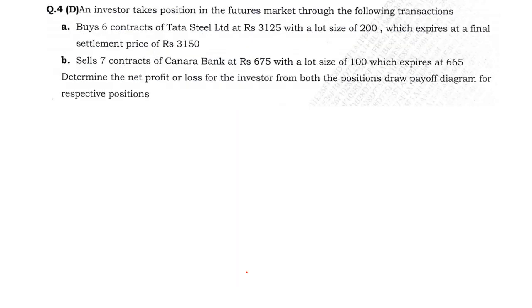Okay, one last sum. An investor takes position in future market through the following transaction. Number 1, he buys 6 contracts of Tata Steel at rupees 3125 with a lot size of 200, which expires at the final settlement of 3150. And second, he sells something in the same order. Determine the net profit or loss and draw the payoff diagram. So there are two parts, so we are solving the first part first.